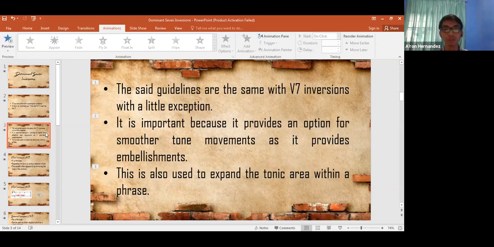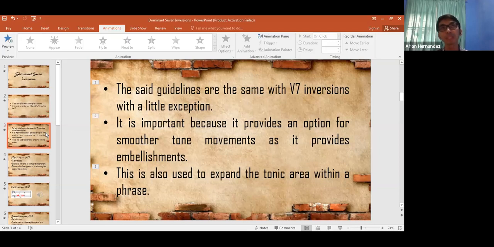Okay, so now, before we go on with the actual review of these inversions and of how we are going to do this, it's important. Why are we talking about the dominant 7 inversions? Ano ba talaga yung gamit nila? Why spend almost 2 weeks of our discussions dito sa point na to? It's important because it provides an option for smoother tone movements, okay? As it provides yung embellishments. So, the main purpose is just to smoothen.